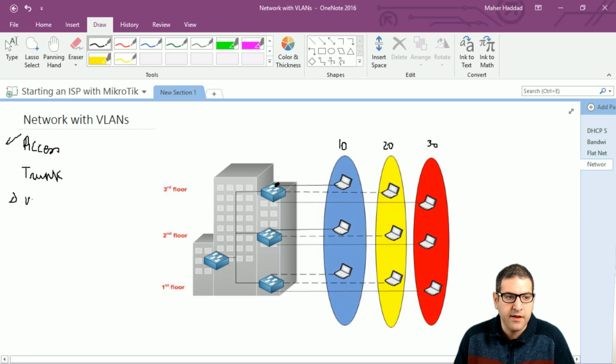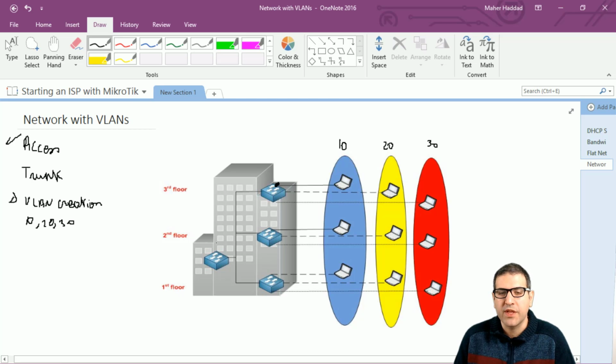VLAN creation. On my network I need VLAN 10, 20, and 30, so I create VLAN 10, VLAN 20, and VLAN 30. This needs to be created on all switches that we are going to use. That means on this switch, on this switch, on this switch, and on the main switch. So the VLAN needs to be everywhere.